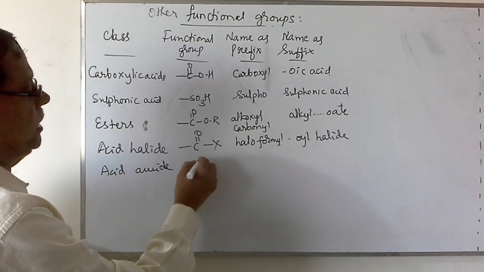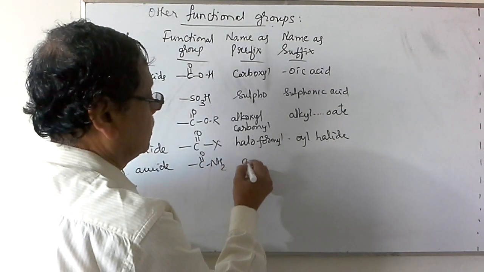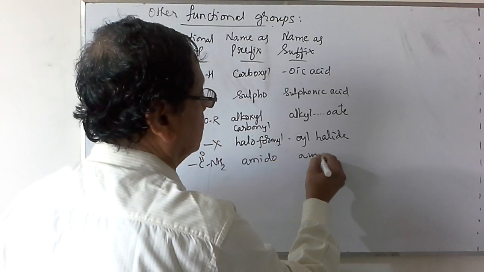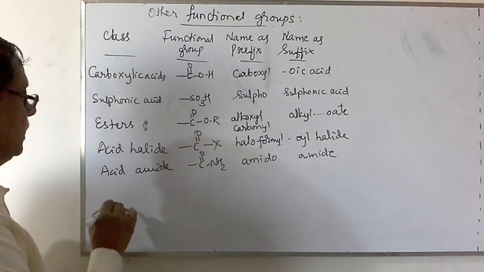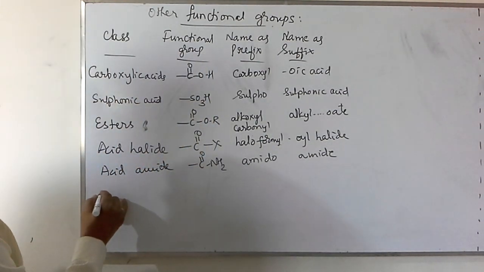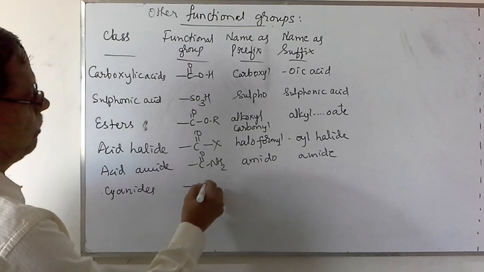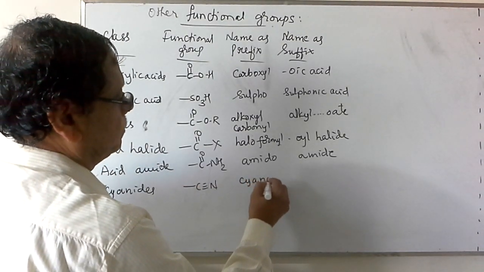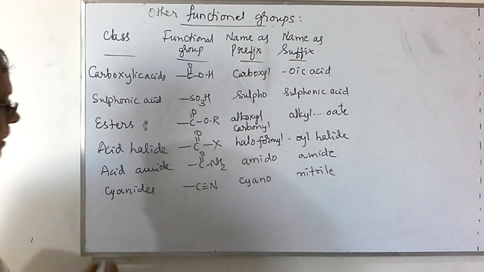Acid amide, C double bond O NH2. This is named as amido as a prefix, and amide as a suffix. For example, ethane amide, propane amide, like that. Then we have cyanides, alkyl cyanides, C triple bond N. Prefix cyano. This is named as nitrile as a suffix.